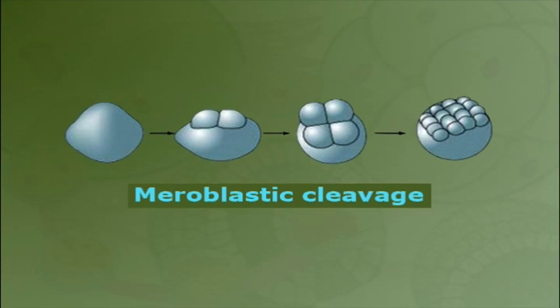The presence of yolk masses may retard the onset of cleavage in a part of the egg or even suppress it altogether. In this case, cleavage is partial or meroblastic. Only a part of the egg material then is subdivided into cells, the rest remaining as a mass that serves as nourishment for the developing embryo.